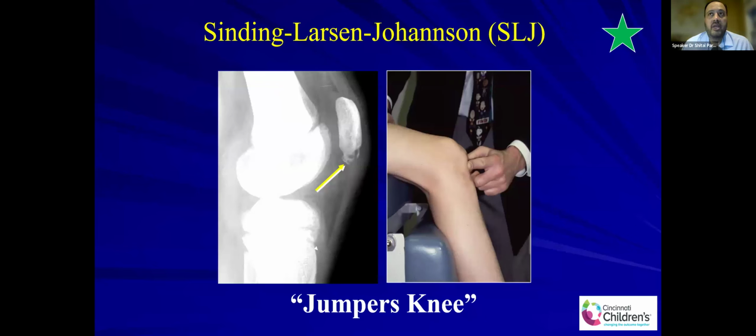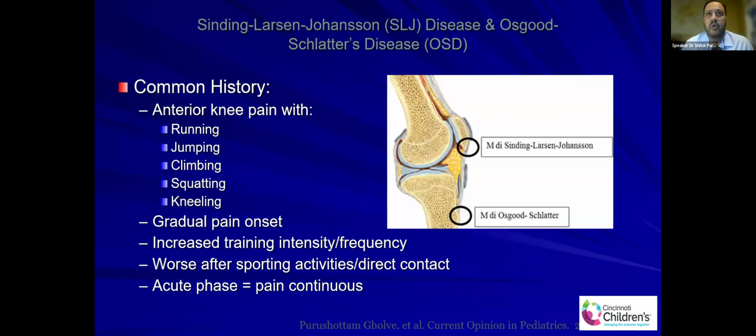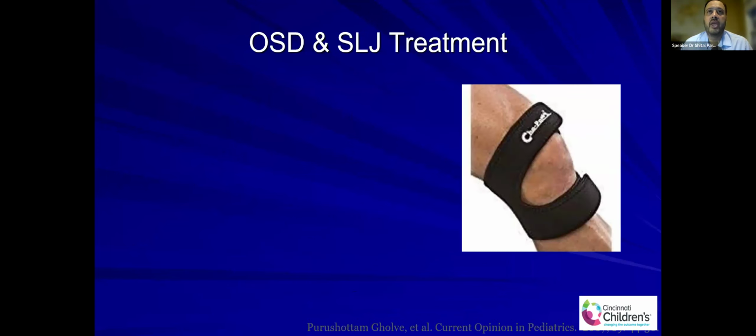Other causes of knee pain are Sinding-Larsen-Johansson, a long name for jumper's knee, which is tenderness over the inferior pole of the patella. And Osgood is also a common cause of pain. You see a knot on the tibial tubercle. If you look at a lateral x-ray, you might see fragmentation. It is not necessary to get an x-ray. Both these conditions present with anterior knee pain with running, jumping, climbing, squatting, kneeling. They are worse after sporting activities, and they can have continuous pain.